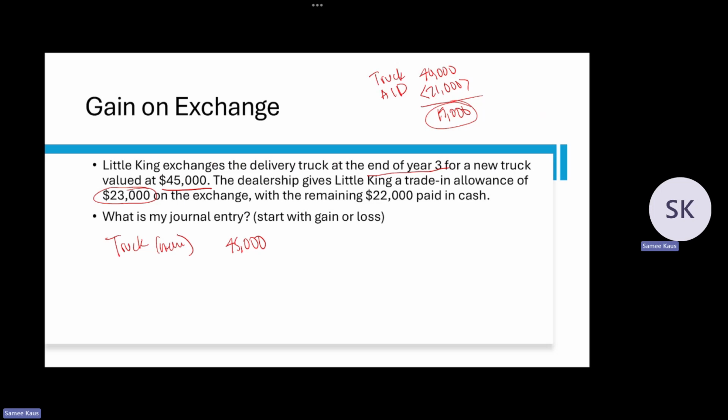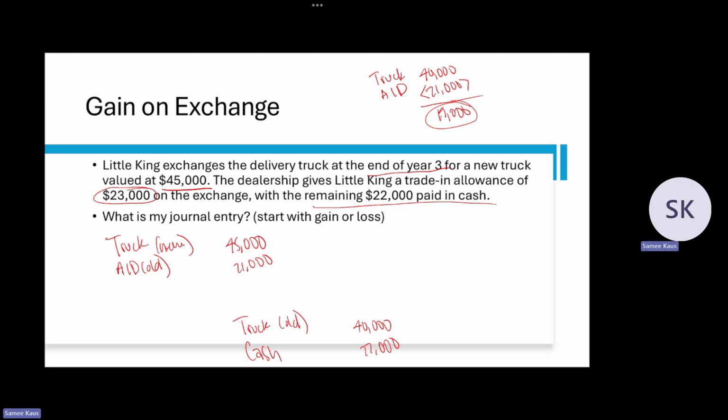But now I want to make sure I get my old truck off my books. I don't want to forget to do that. So I'm going to get my old truck off the books for the $40,000. And also the accumulated depreciation of my old truck, I'm getting that off my books for 21. So I know I have this trade-in allowance, but I also know that I got to give them 22,000 in cash. Okay. So now I know cash is changing hands and I have 22,000 bucks in cash.